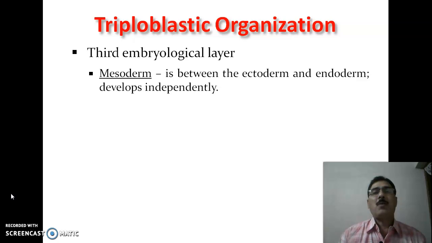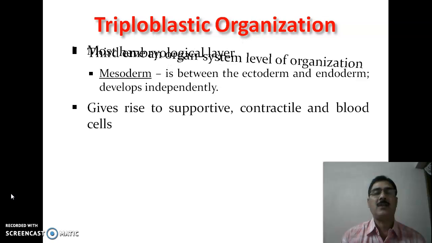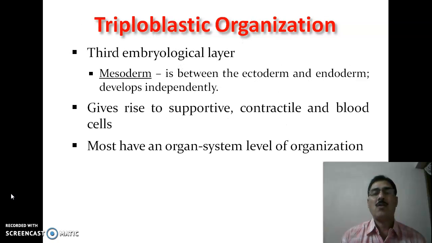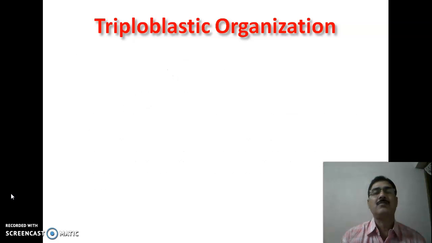In the case of triploblastic animals, there is presence of the third embryonic layer and it is known as mesoderm. It is present between ectoderm and endoderm and it develops independently. It gives rise to supportive, contractile and blood cells. Most animals have an organ system level of organization and they are usually bilaterally symmetrical and are relatively active.